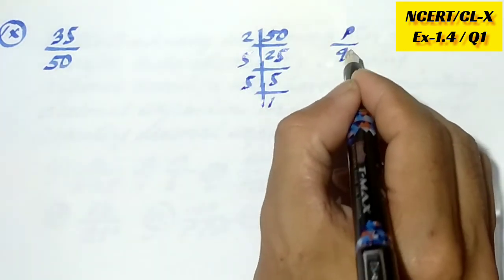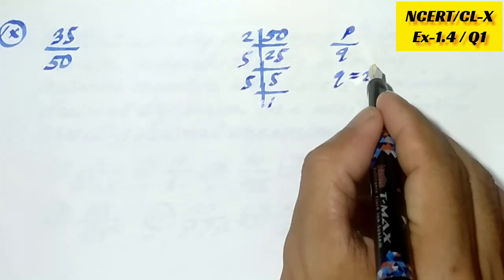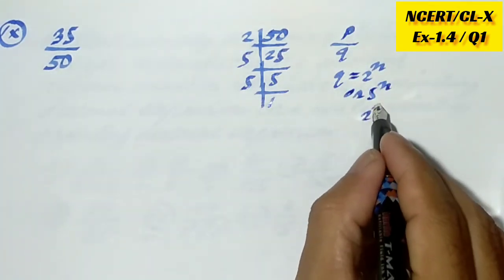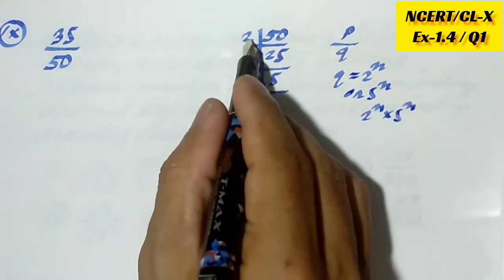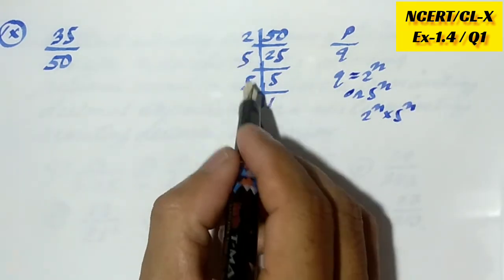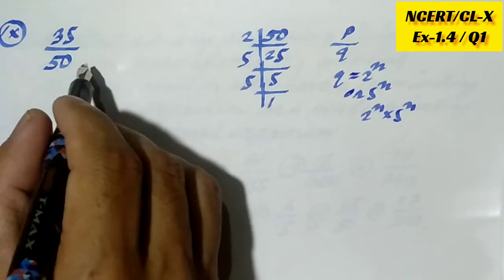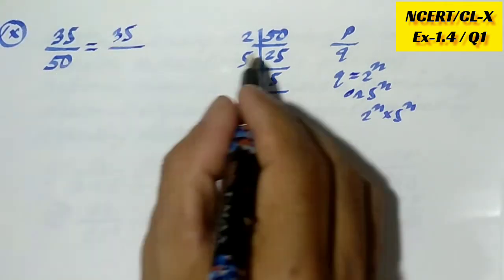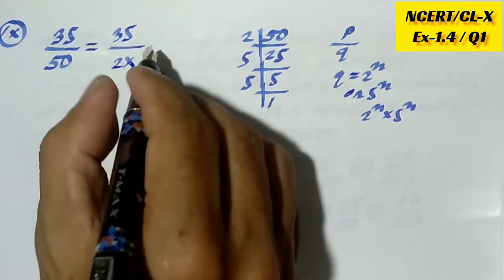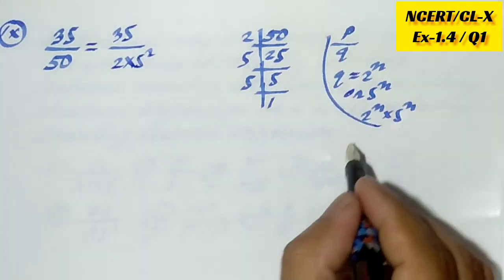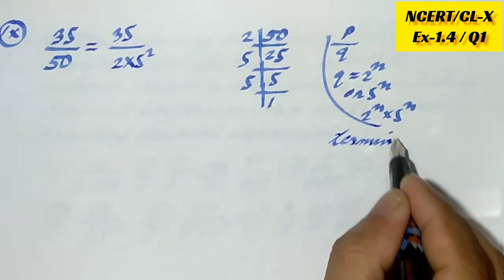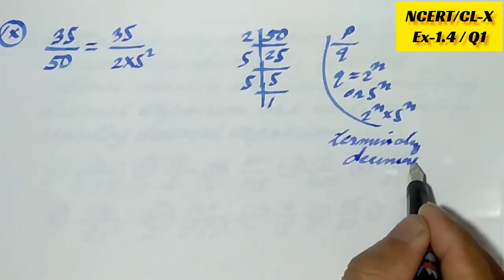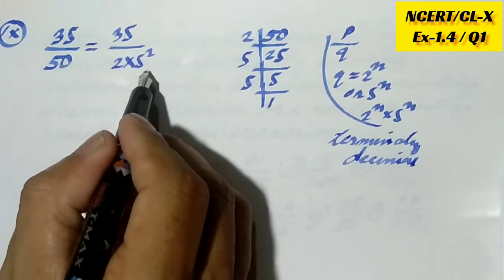So this p by q, as I explained to you, q should have a factor of 2 to the power n, or 5 to the power n, or 2 to the power n into 5 to the power n for terminating decimals. Now, as it has 2 and 5 squared, that means 50 is equal to 2 into 5 to the power 2. That means it is satisfying the condition of terminating decimal. So we will write here terminating decimal.